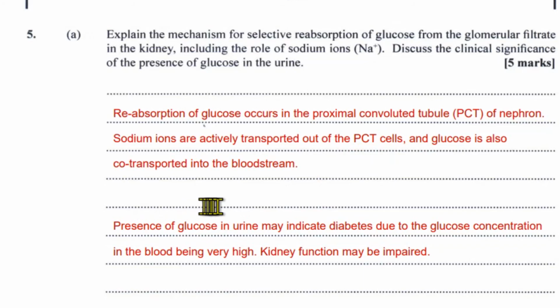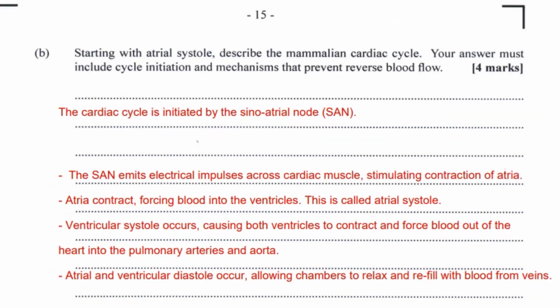The presence of glucose in urine may indicate diabetes, due to the glucose concentration in the blood being very high. If you already have a high concentration of glucose in the bloodstream, it means that the rate of diffusion of glucose from the nephron back into the bloodstream would actually decrease. And this, again, is a major indicator of diabetes, whether it's type 1 or type 2. But it could also be that kidney function is impaired, or the nephrons could be damaged in some kind of way.